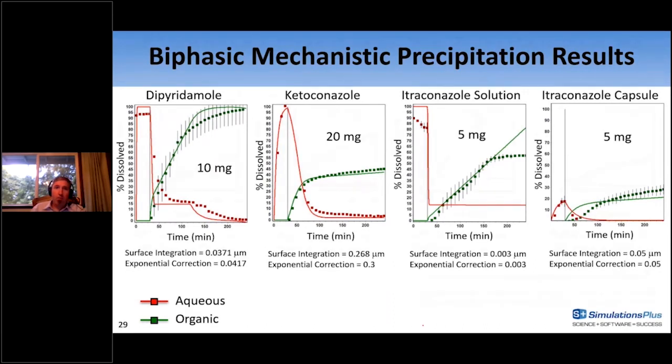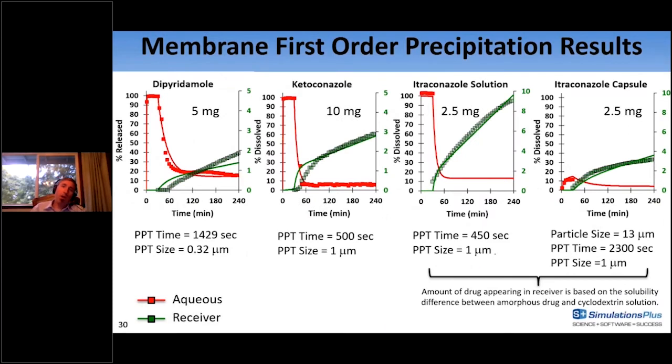And then we have our first order parameters for the membrane test as well. On the left is dipyridamole, on the right is itraconazole, in the middle is ketoconazole and the itraconazole solution. And again, instead of an organic phase we're absorbing into this time, we have the drug diffusing through the membrane and getting into the receiver phase. Again, I forgot to mention before, the aqueous phase is the red points, the receiver phase is the green points. And then the model simulations are in the solid lines, red for the aqueous phase and green for the receiver phase in this case.